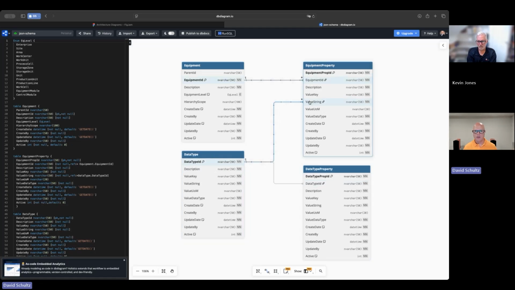When this equipment is instantiated, it's also going to have the equipment properties that are based upon this data type that we have referenced in that master data. Now, I mentioned this was rudimentary. There's a lot more you can do with this data type property.